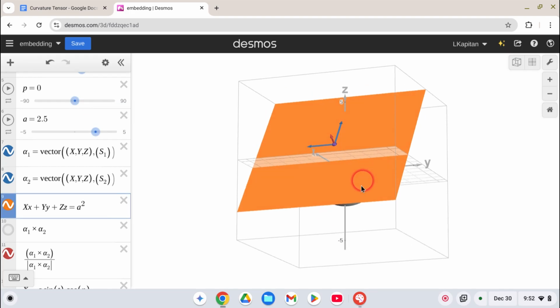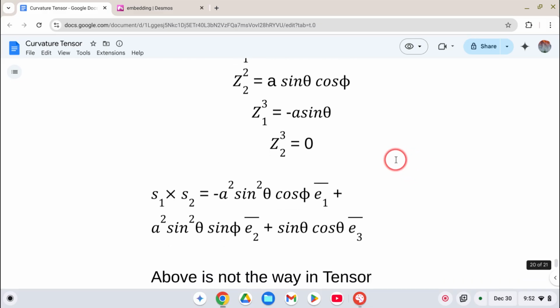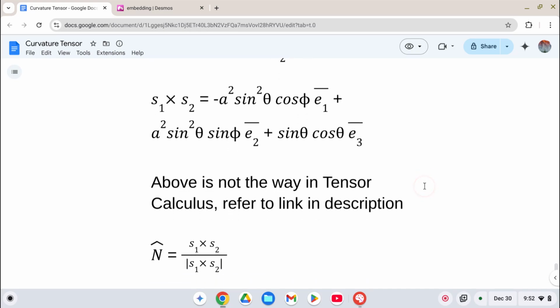Okay, so that's all we're going to do for today. We found the normal, and we're on our way. I said it right here above, it's not the tensor calculus way. Refer to the link in the description. All right, I'll give you that link. I'll give you the reference to the book too, in case you want the book.